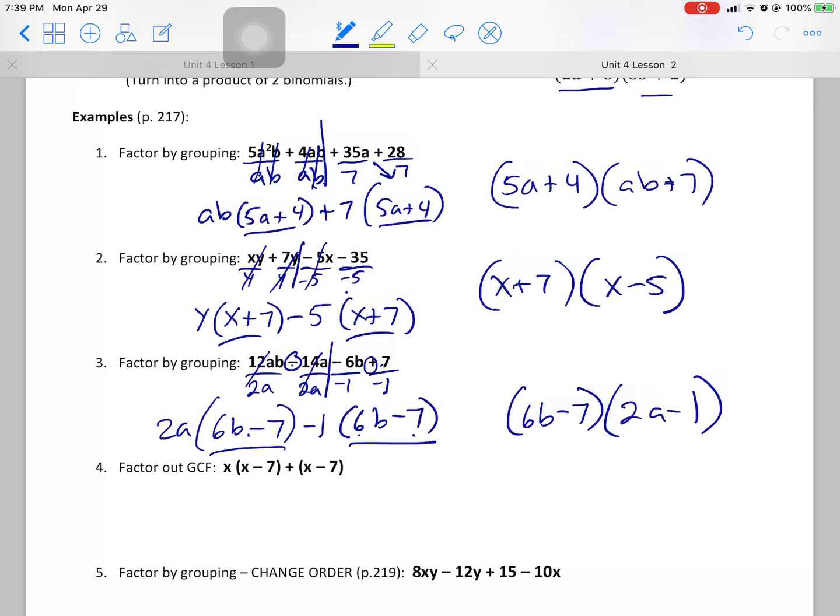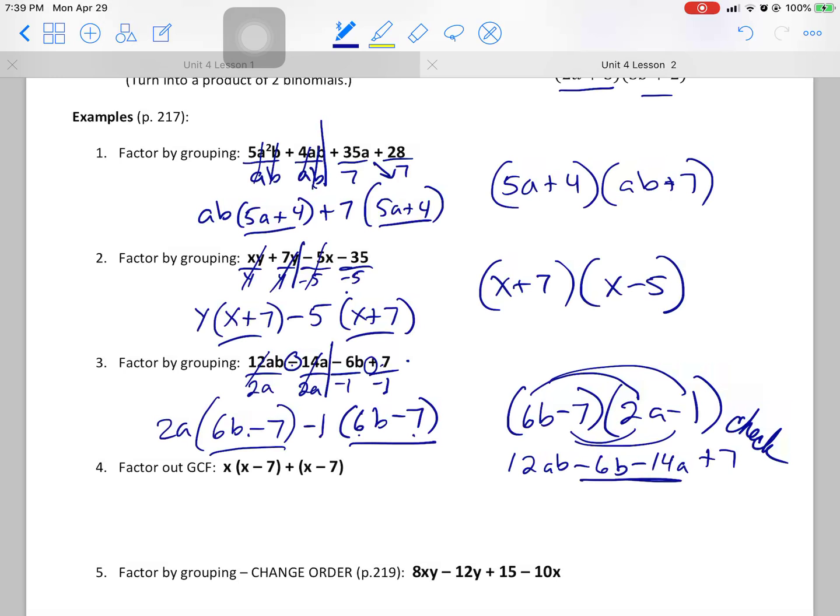If you want to check, you can always FOIL it back. This times that is what? 12ab. This times this, negative 6b. This times this, negative 14a. This times this, plus 7. That's what you have up there. The middle order gets a little squirrely, but that's still basically the same thing I've got up there. Okay? So that's just for checking.